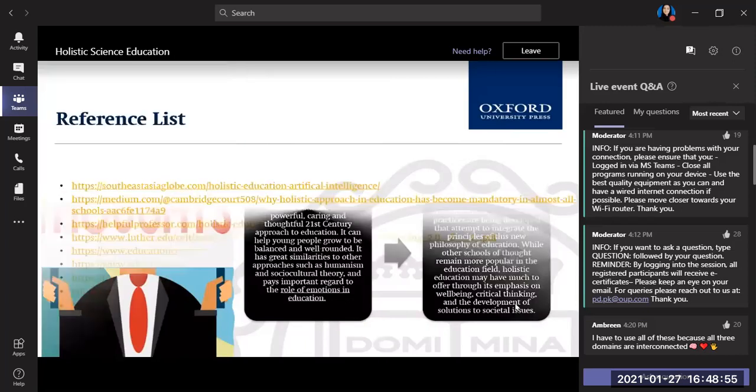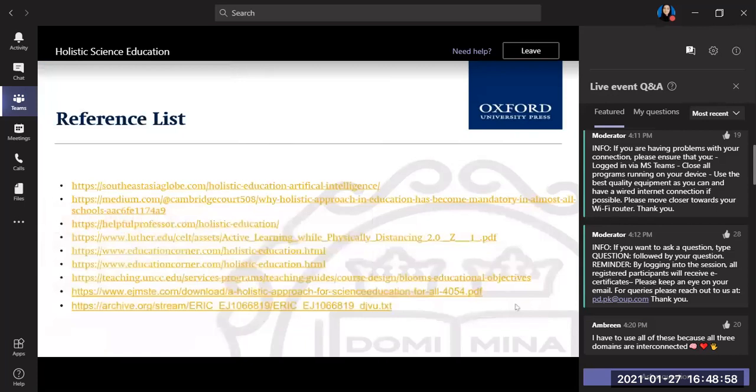Now, this is the reference list. If you want to see more of the strategies that you can use in your classroom, which are linked to active learning and holistic education, you may want to mark the last reference, because that is where I picked it from. This is a colleague of mine who's doing her PhD, and she wrote this research paper on active learning, and she revised the whole bit during COVID, and has put in an element of things that you can do during COVID.